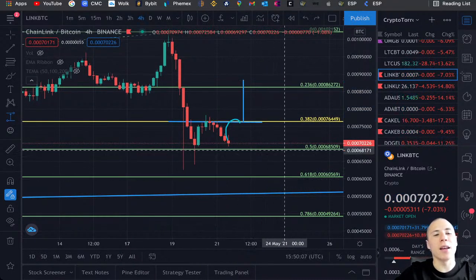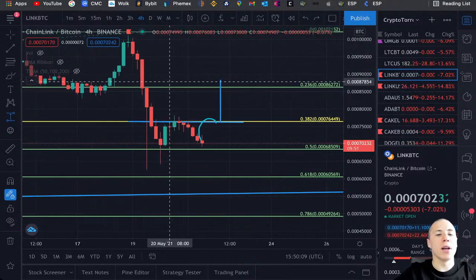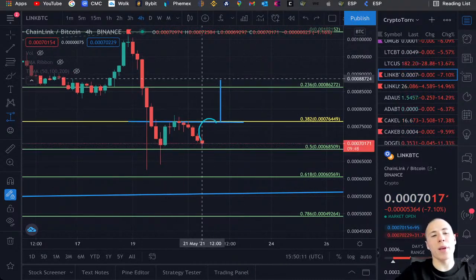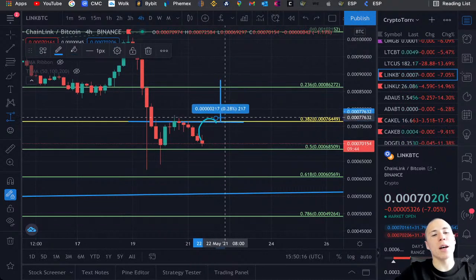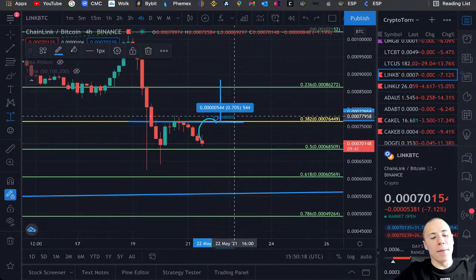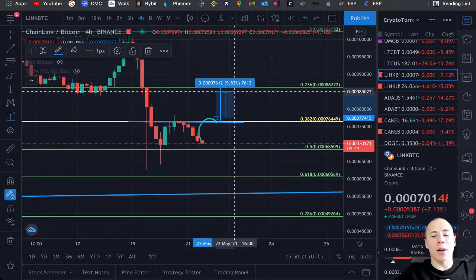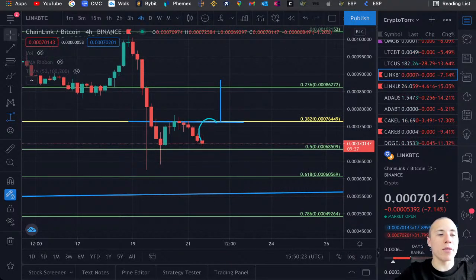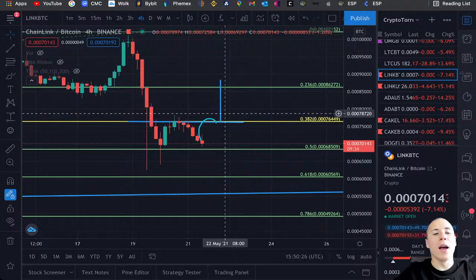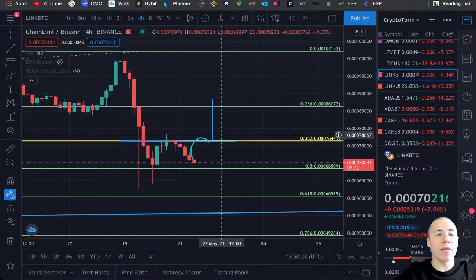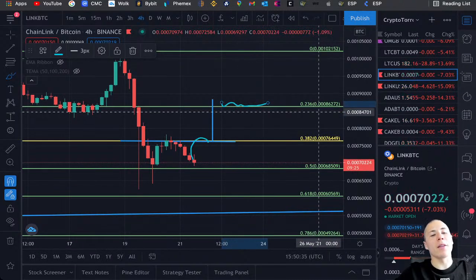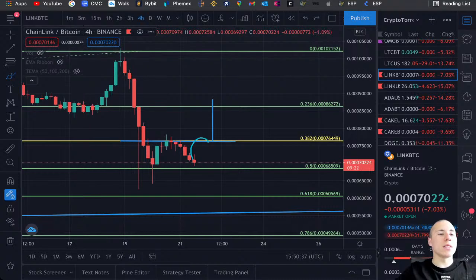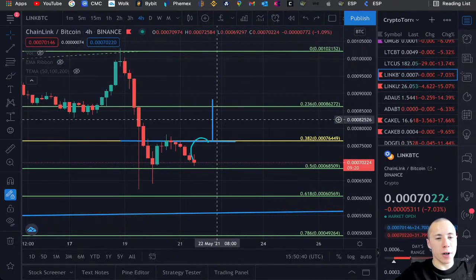And that is something I am just really more comfortable with, because if this happens, we will not just have created support on top of the 0.382 level, but we will also be heading even higher and maybe finding support on top of this 0.236 Fibonacci level on the Chainlink compared to Bitcoin chart on the 4-hourly time frame.